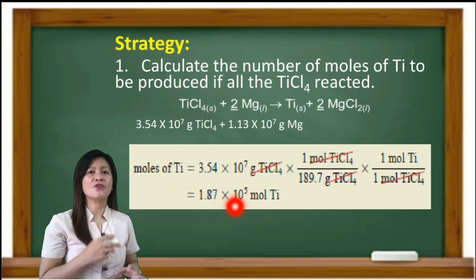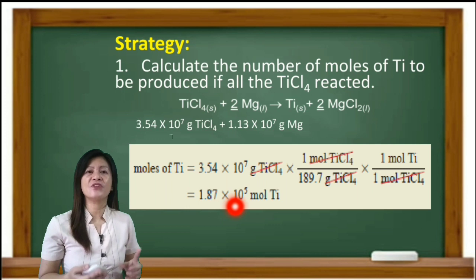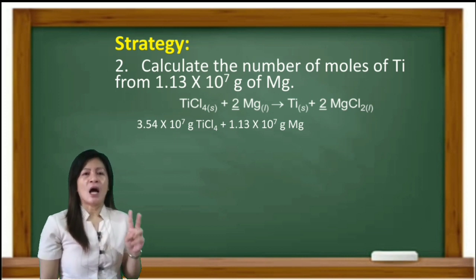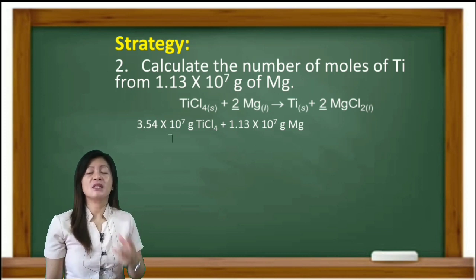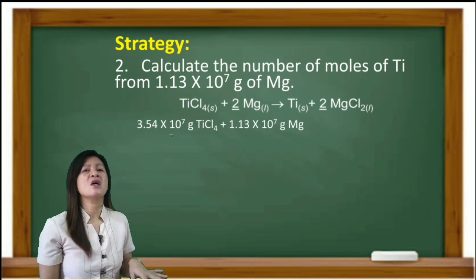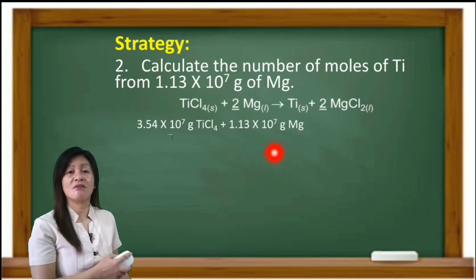So that is the amount of titanium that can be produced from the available 3.54 times 10 raised to 7 grams of titanium(IV) chloride. Let's do number 2. After calculating the amount of titanium that can be made from one of the two reactants, let's now compute the amount of titanium that can be made from the other available reactant, magnesium. The given amount of magnesium is 1.13 times 10 raised to 7 grams.